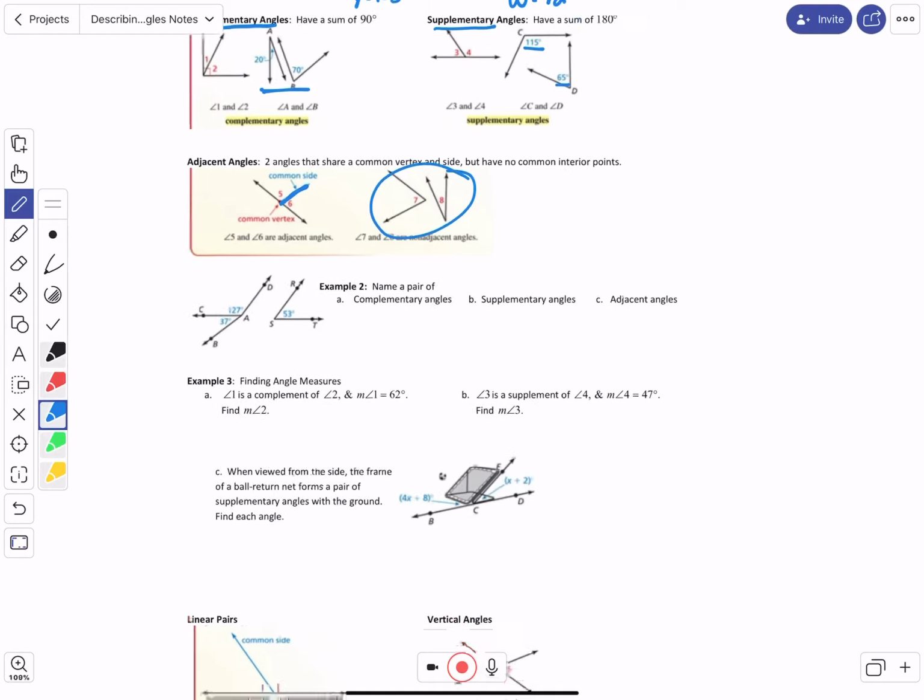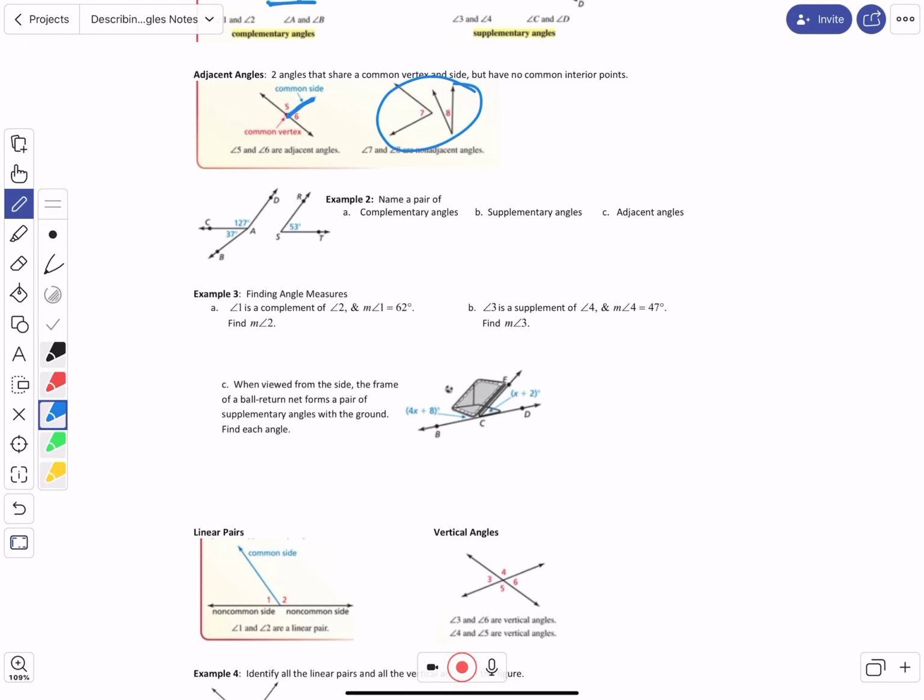So example 2, name a pair of complementary angles. So we have to find a pair of angles that are complementary. So we have to find a pair that add up to, they have to equal 90 degrees, okay? So if we add up here 37 and 53, 37 plus 53 equals 90. Now, I'm not just going to put 37 plus 53. I have to name those angles.